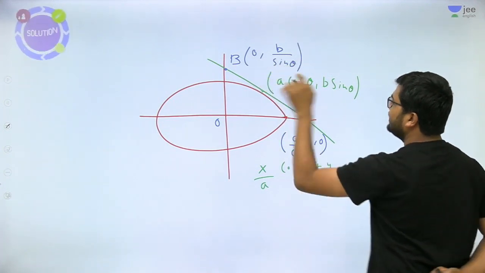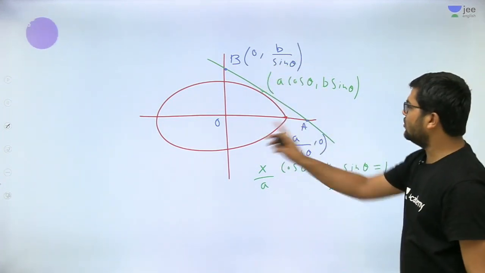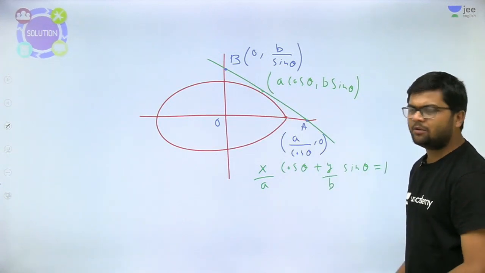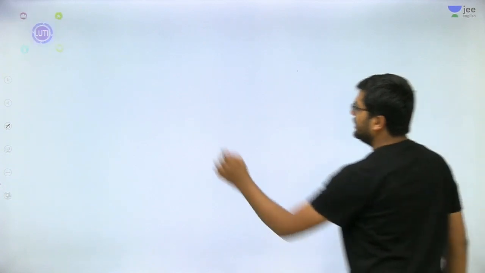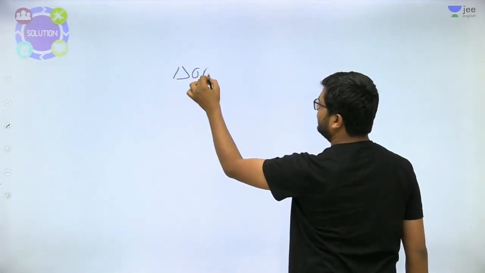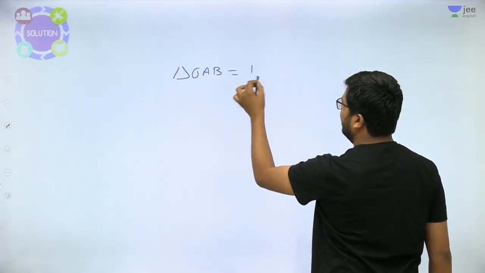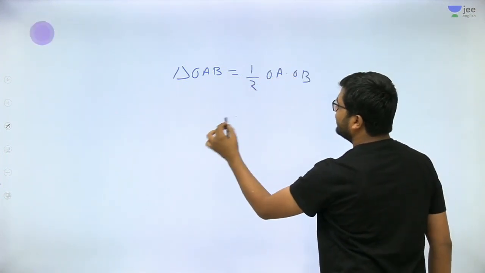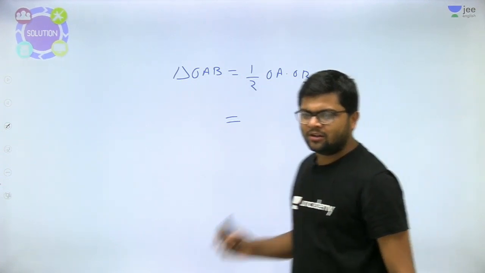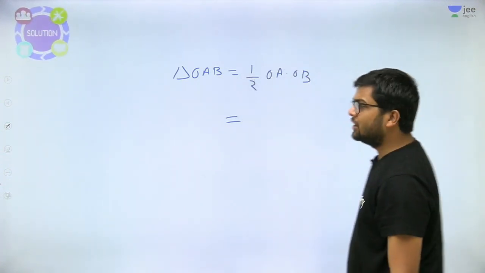Now we need to minimize the area of triangle OAB. The area of triangle OAB can be written as half base into height. So area delta of triangle OAB can be written as half OA into OB, that is half base into height. Getting my point? Wonderful students, very good. Good evening everyone.